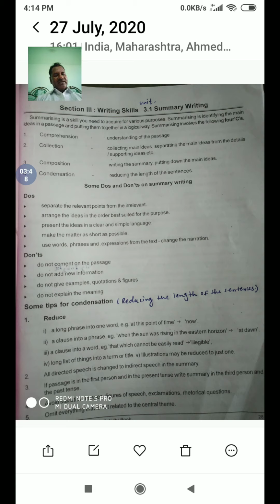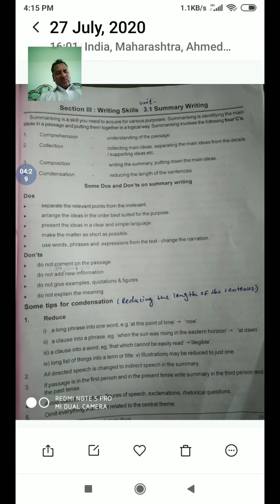Second one is reduce a clause into a phrase. For example, when the sun was rising in the eastern horizon, that is at dawn. Third is reduce a clause into a word. For example, that which cannot be easily hid, that is illegible. Fourth is long list of things into a term or title. And fifth one is illustrations may be reduced to just one.